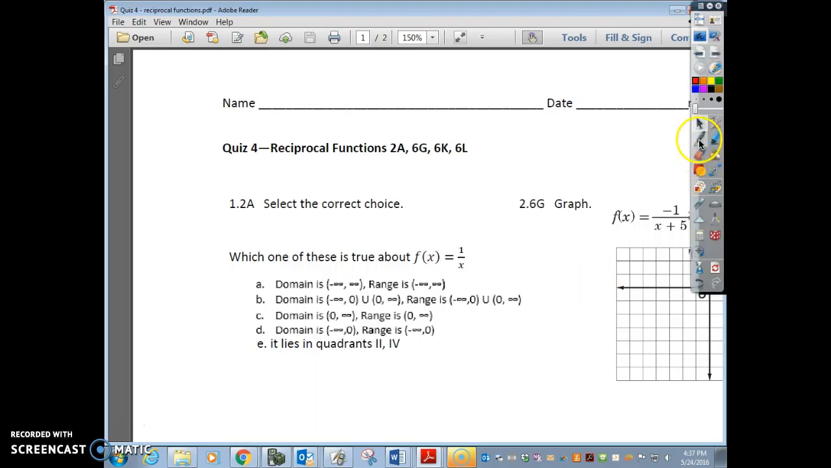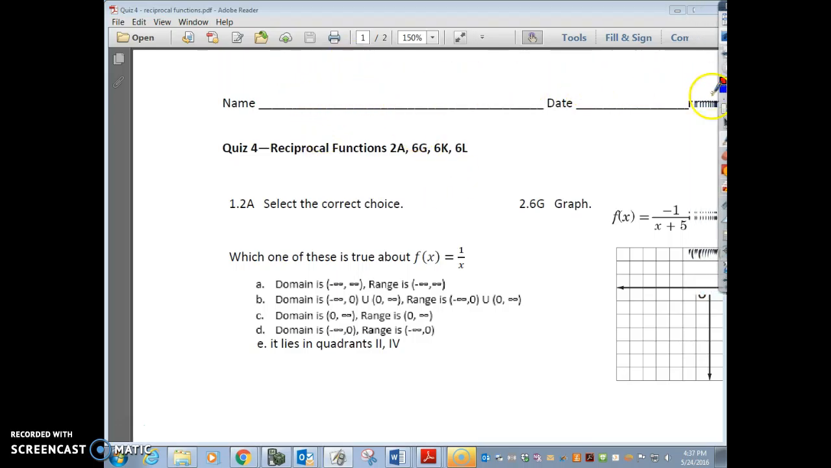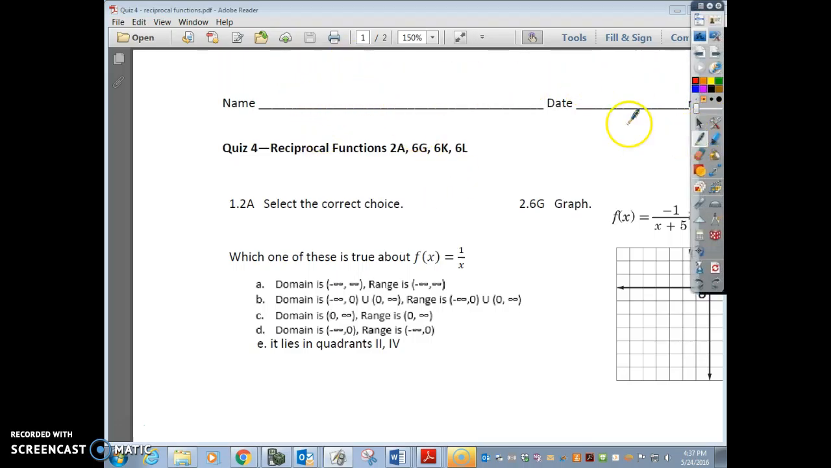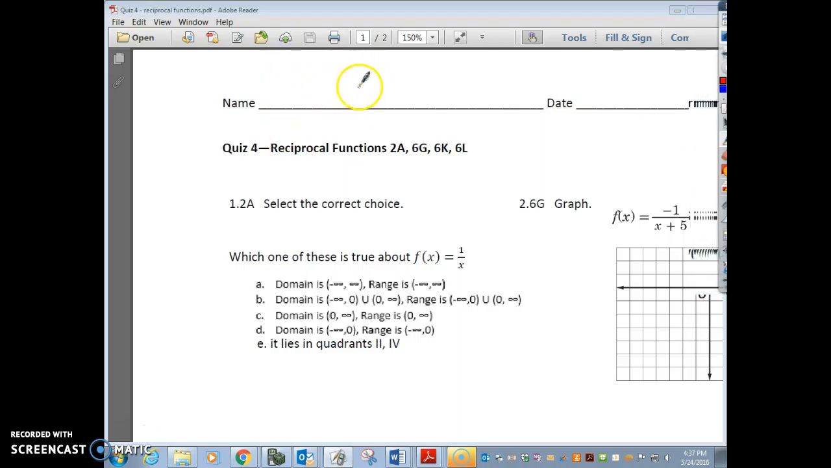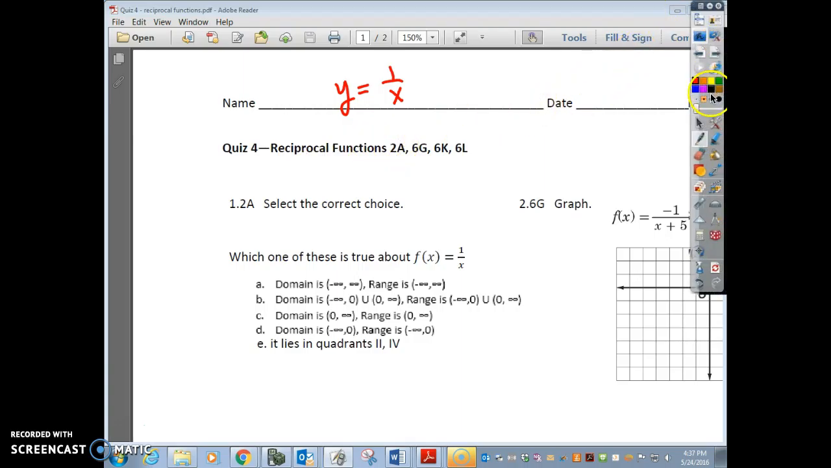A reciprocal function is a function from rational expressions. It's just a function that is in the form of a fraction. The most basic one is y equals 1 over x. This is the simplest rational expression, and that is what is called the rational function. So what are some of the properties of the rational function?